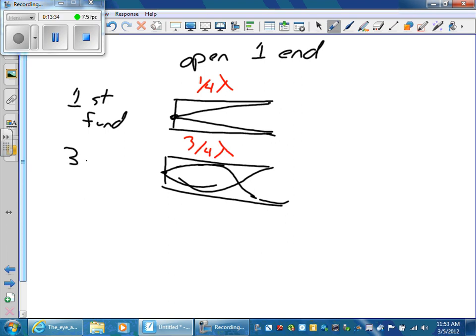This is good. That's the third. Open on one end, you only get odd harmonics. Only odds. Being able to draw those pictures is going to be lifelong. You're going to need to be very, very good with them.